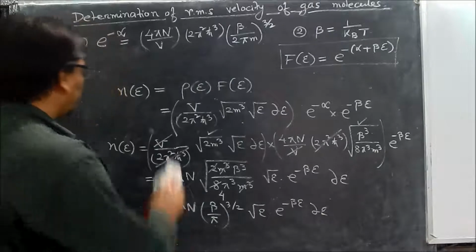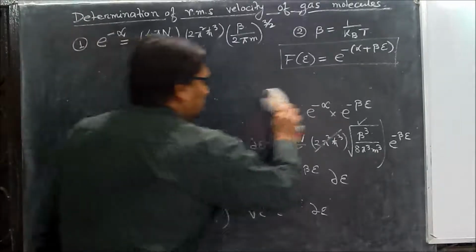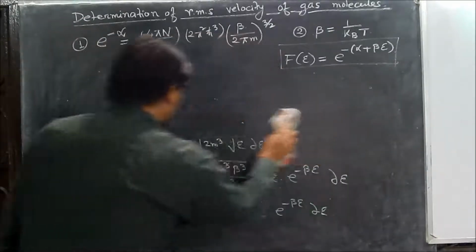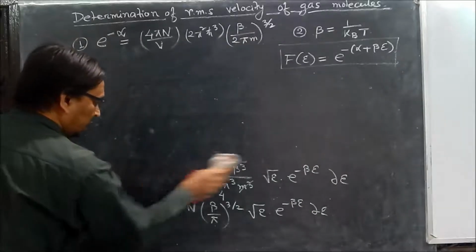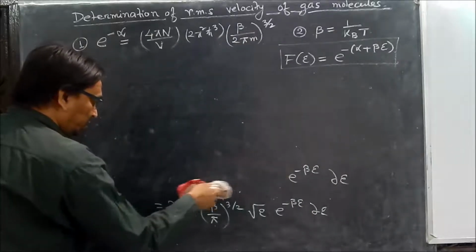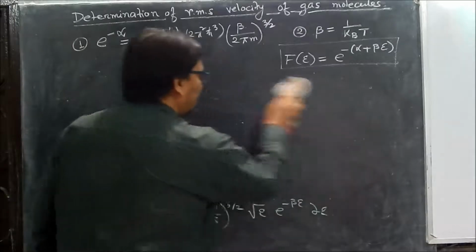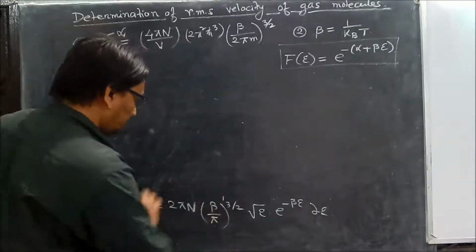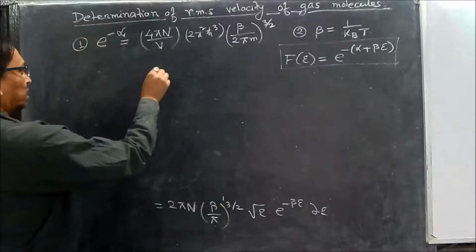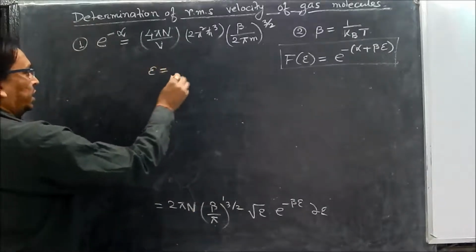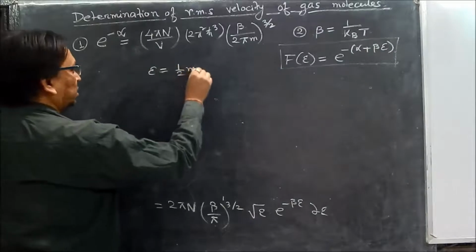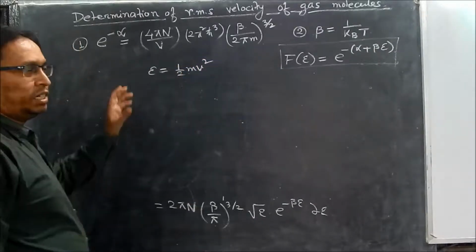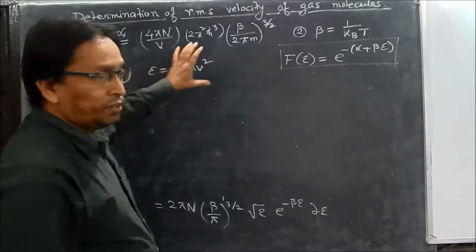Now this is the number of particles having energy epsilon. Now we have to change this energy space into velocity space. To do this, we can simply write energy equal to half mv square. So we are taking the arbitrary energy of each particle, that is equal to half mv square.